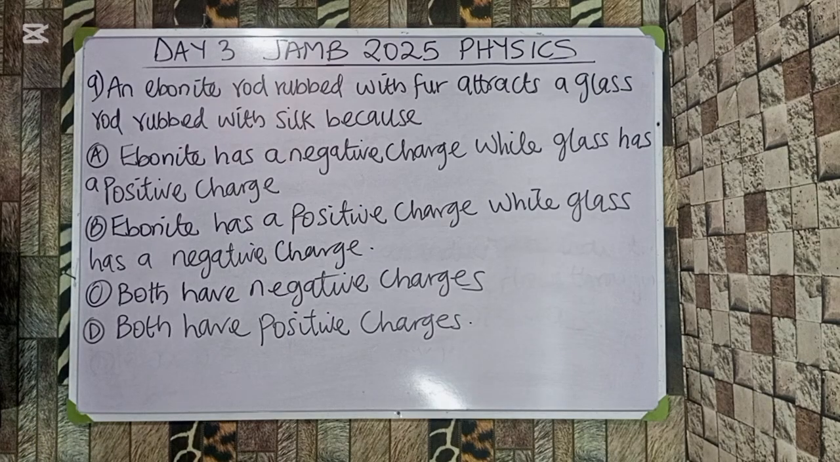Question 9. An ebonite rod rubbed with fur attracts a glass rod rubbed with silk because option A, ebonite has a negative charge while glass has a positive charge. Option B, ebonite has a positive charge while glass has a negative charge. Option C, both have negative charges. Option D, both have positive charges.